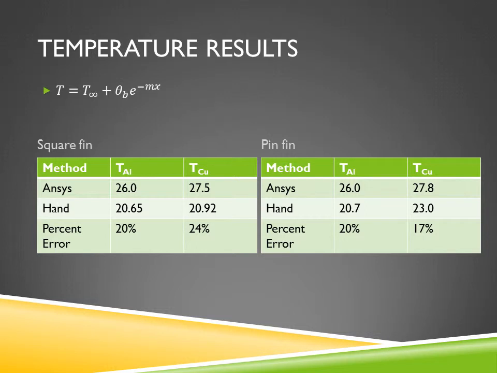Here is the comparison for the temperature results in ANSYS and hand calculations. Here they varied by about 20%, and in this case we used just the last point on the fin to make this approximation.